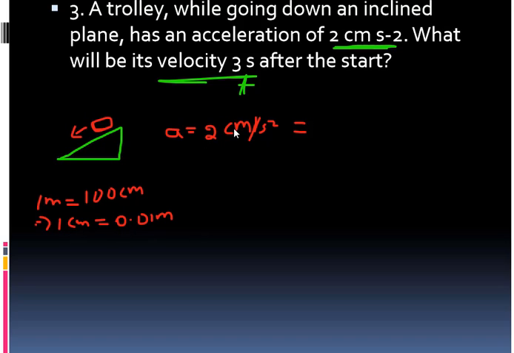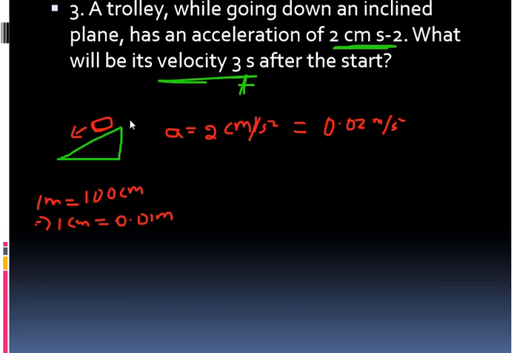Here this is 2 centimeter divided by second square. So 0.02 meter per second square. Okay. So this is the value of the acceleration in SI unit. Now what will be its velocity 3 seconds after the start?